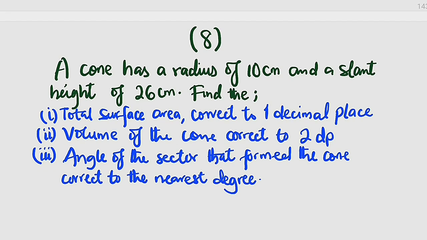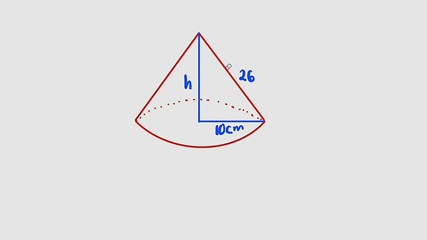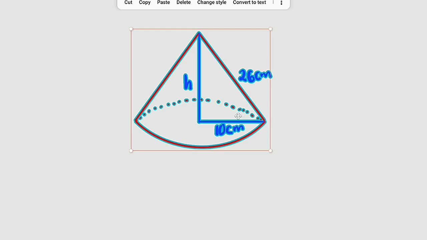Alright, let's get started. I have already constructed my cone here. You can see the cone here. The slanted height is 26 cm. The radius of the cone is 10 cm. The height is unknown, so we can find the height. Let me start by finding the height.